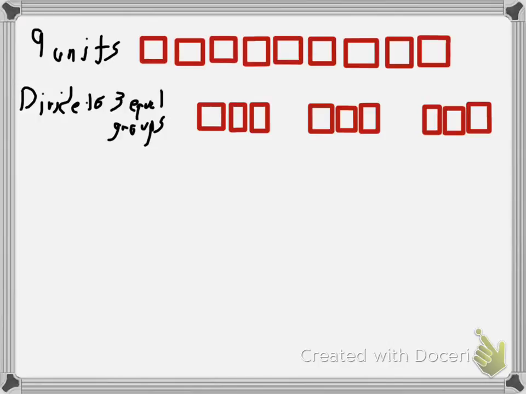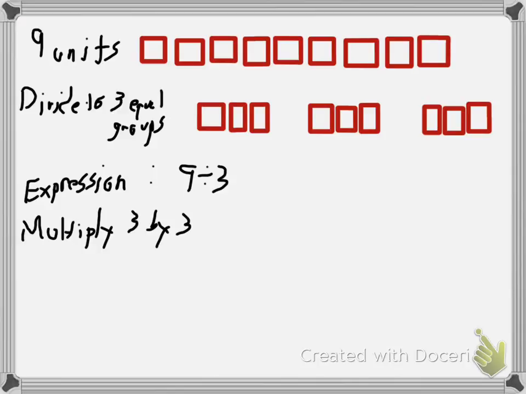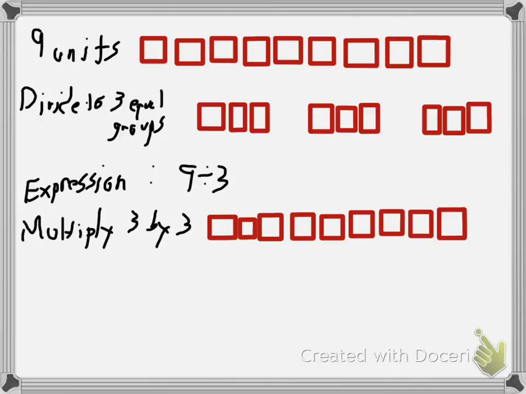Now, if I want to represent that with an expression, I could say that I had 9 divided by 3. So there's my expression, 9 divided by 3. Okay, so the next thing I want to do is take my tape diagram and show what it would look like to multiply 3 by 3. So if I multiply 3 by 3, I'm going to start with my 3 squares. Okay, and then since I'm multiplying it by 3, I need to have that 3 times. So 1, 2, 3, there's 2 times. 1, 2, 3, there's 3 times.